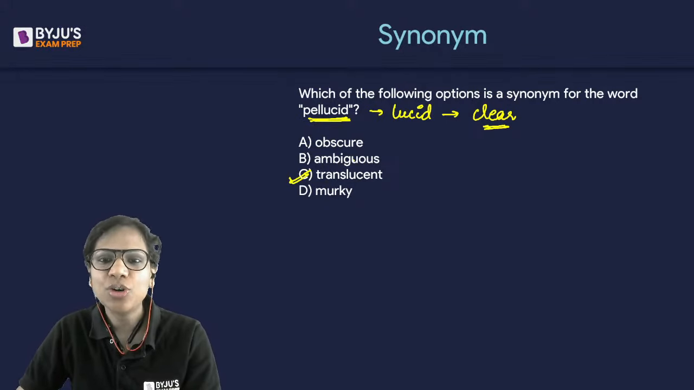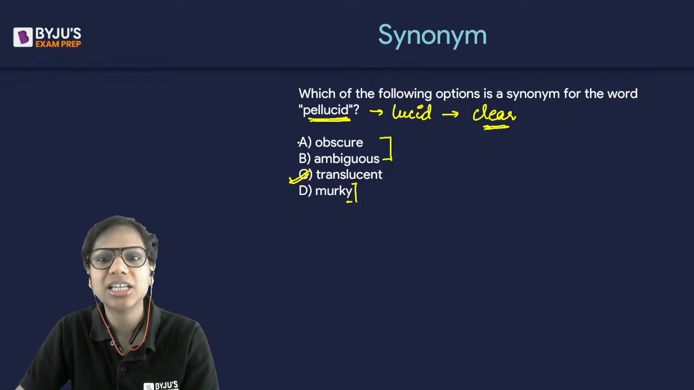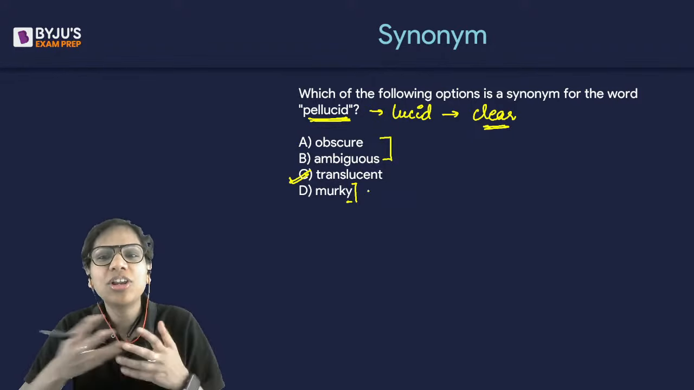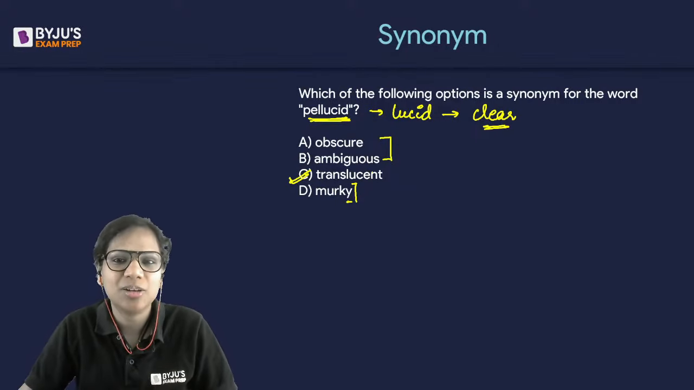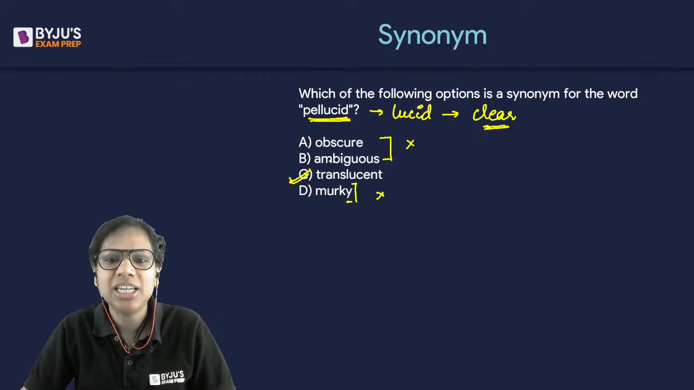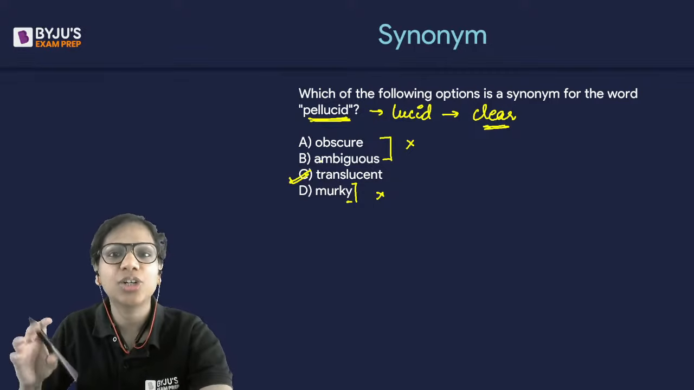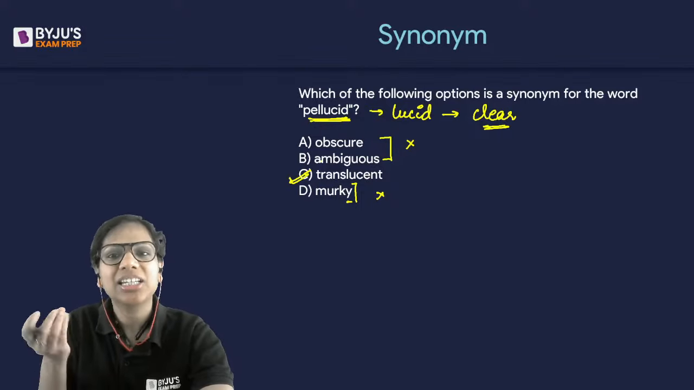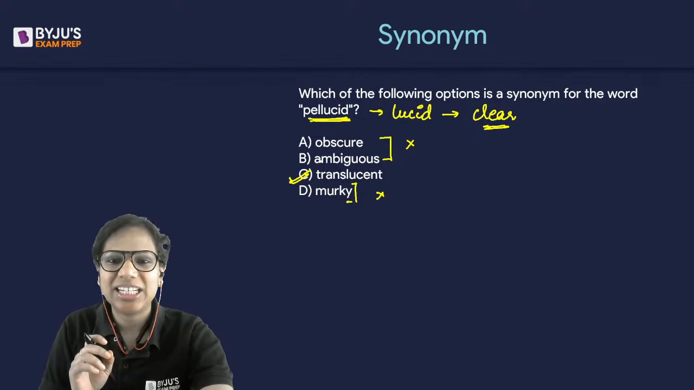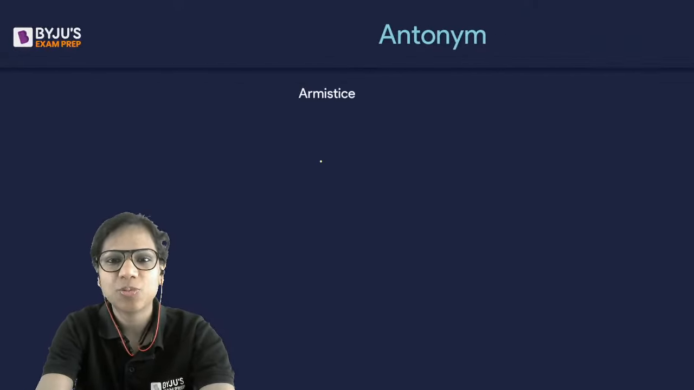Now, obscure, ambiguous, murky, they are all related, aren't they? So in case you could not associate pellucid with lucid, but you could see that obscure, ambiguous and murky all are related, and translucent appears to be an opposite idea, an unrelated idea completely, then also you could eliminate these three and mark C as your answer, right? Obscure is something that's hidden and not clear. Ambiguous, again, something that lacks clarity. Murky, muddy, unclear. So A, B and D eliminated. Good. Three of you who said C. What about others? Yes, I want more responses.